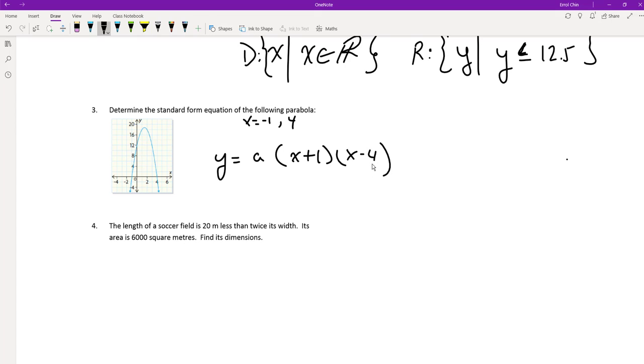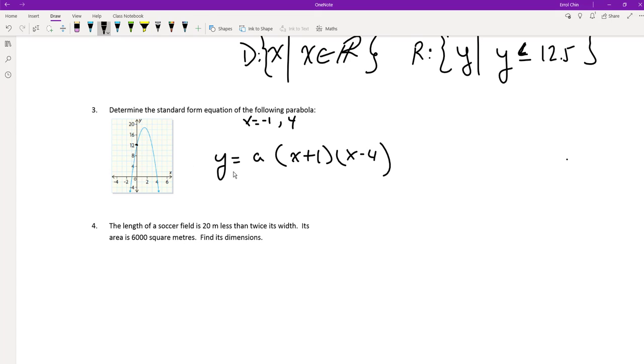The only other thing is, how do I determine what the a value is? The a value, from my previous lessons, determines if the parabola is upside down, which it is, and if it's thick or thin, fat or wide. So all we have to do is choose a point, and I see a point here, and hopefully you can read that. That is an x value of 0 and a y value of 12.